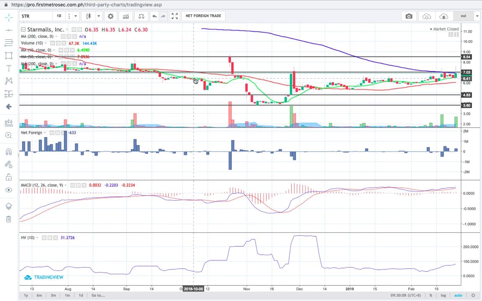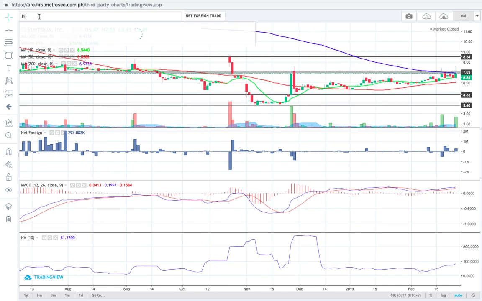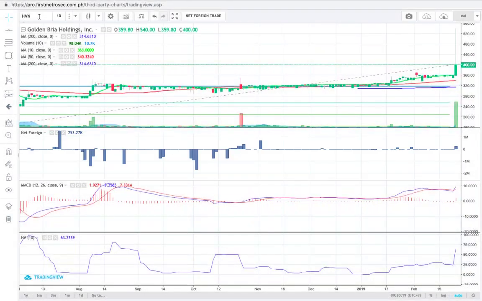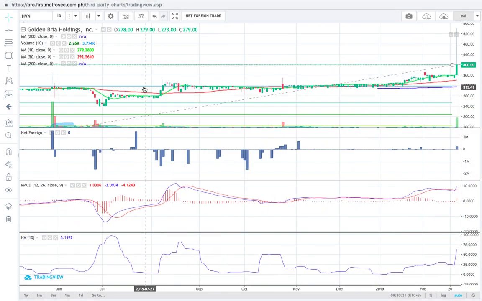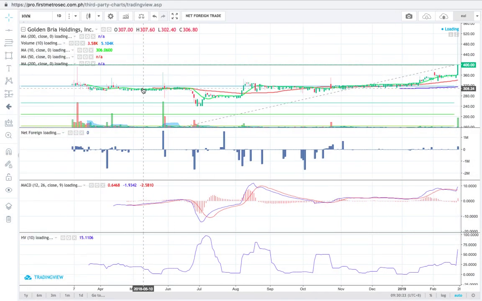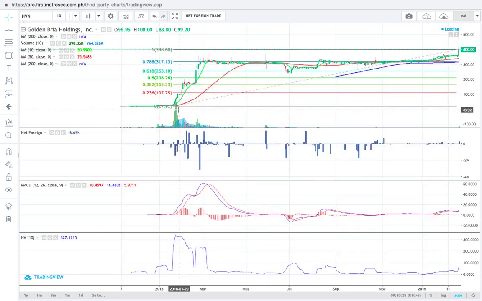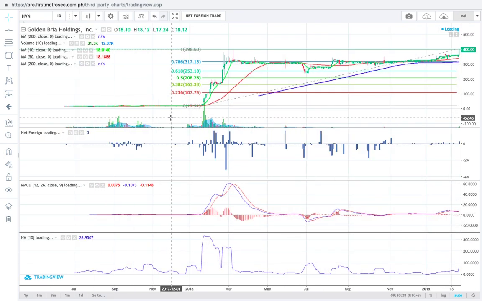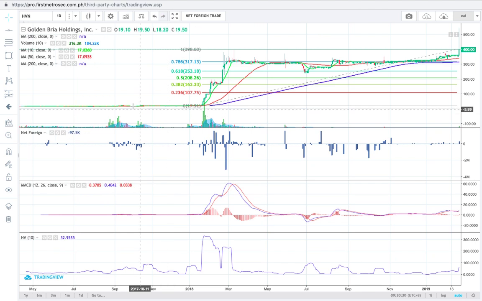Now let's move on to the fourth stock that made it to the top 5 gainers list as of February 27. So we have HVN. So these are many Villiers stocks, right? For HVN, I have some pre-plotted horizontal lines or Fibonacci extensions in here because I wrote something about HVN yesterday.